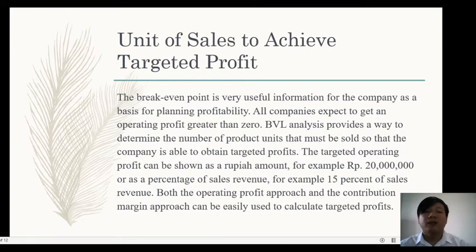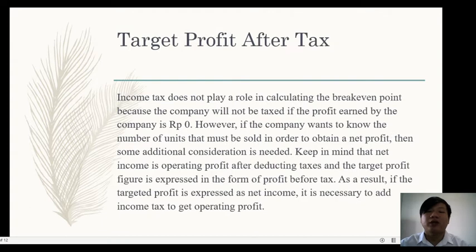The targeted operating profit can be shown as a rupiah amount, for example 20 million, or as a percentage of sales revenue, for example 15% of sales revenue. The operating profit approach and the contribution margin approach can both be used to calculate target profit. Target profit after tax.